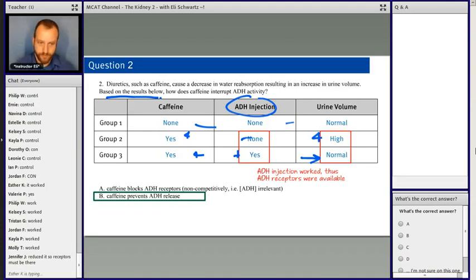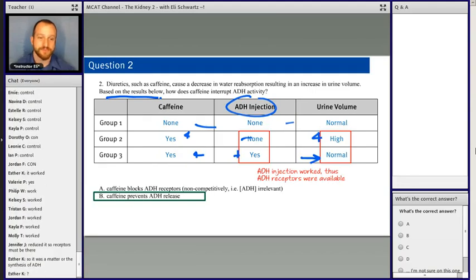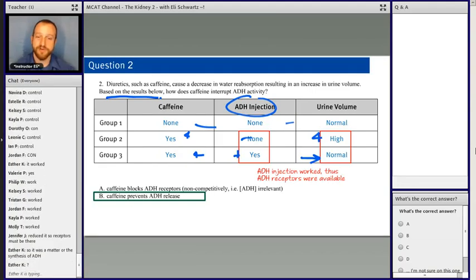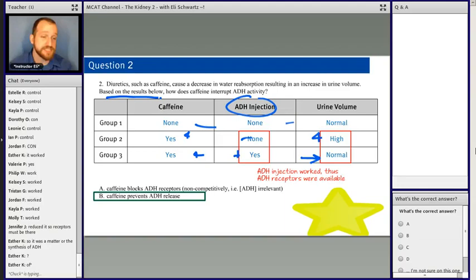So, well then B makes the most sense. Caffeine must have been preventing ADH from getting out in the first place. And like I promised, we do get a gold star because that was over 80% for the right answer, which is phenomenal. Nicely done. Now, in this experiment, it was a problem with the release. So caffeine blocks ADH release, so ADH never got out there in the first place.